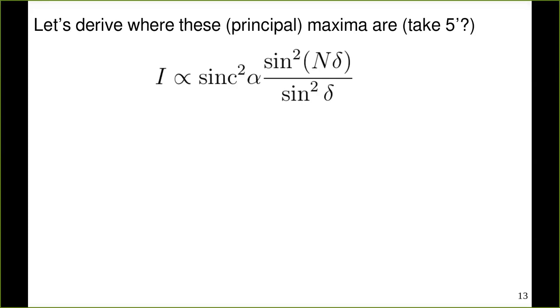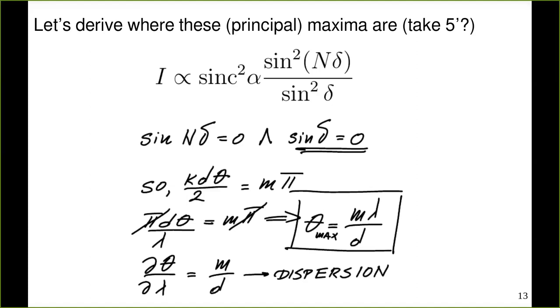So okay, let's take a look at the solution. Actually, it's going to happen when both sine n delta and sine delta are zero, right? Then we can expand these things and play a little bit with L'Hopital's rule, and we can see that this is more or less proportional to n squared in this case. And the angular locations of these maxima correspond to m times lambda divided by d, where m is an integer.